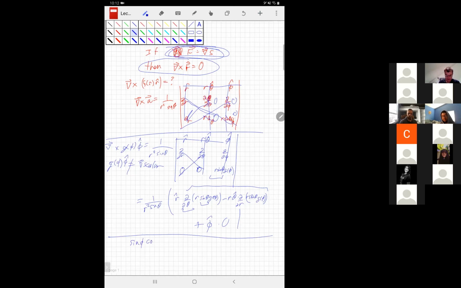sine phi, cosine phi, phi hat. Well, what could we say about this one? Based on what we've done so far, what could we do at this point to answer this fourth one?